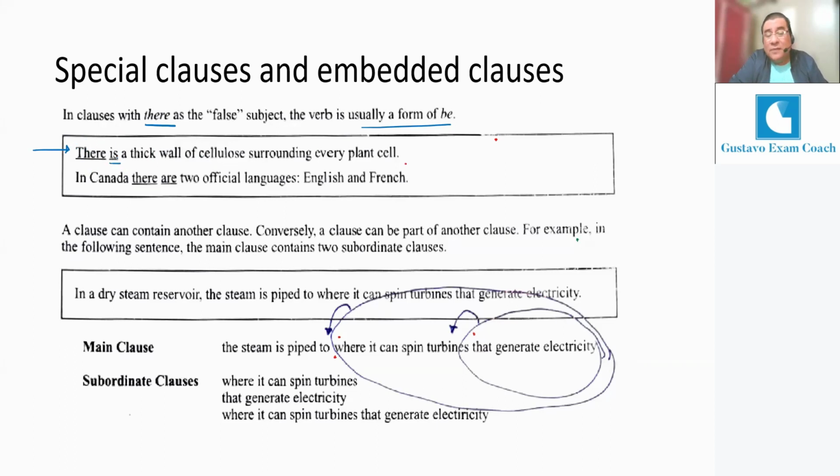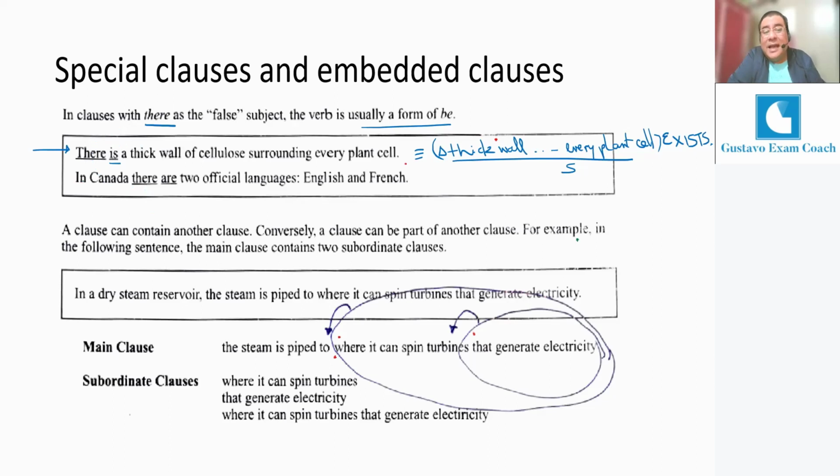The true subject is what follows is, because here is, the verb to be, is being used as a synonym to exist, right? A thick wall of cellulose surrounding every plant cell exists. We could say that, right? All of this, a thick wall surrounding every plant cell exists. So this would be the true subject of our sentence, right? Is the conjugated verb, but there is a false subject.